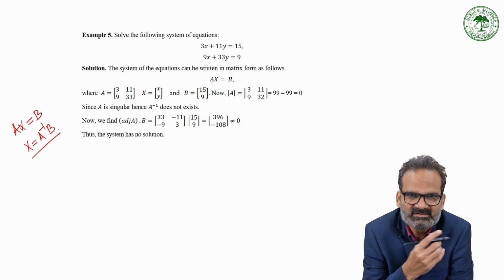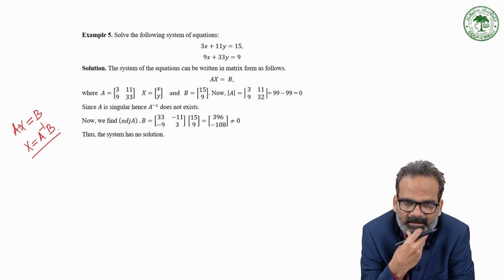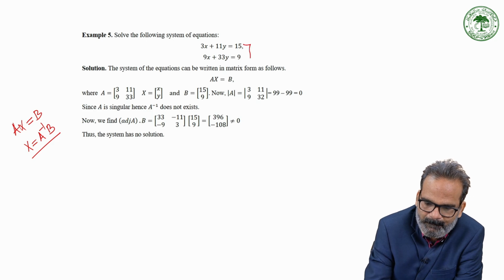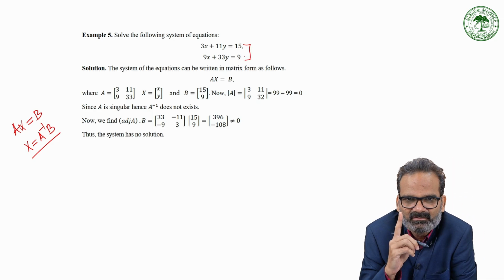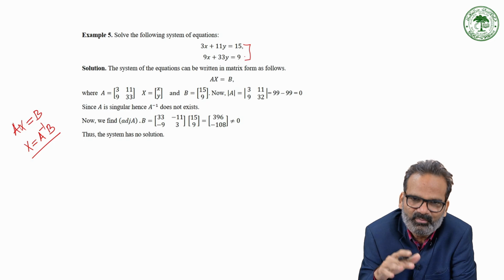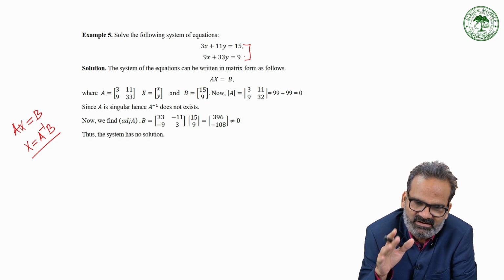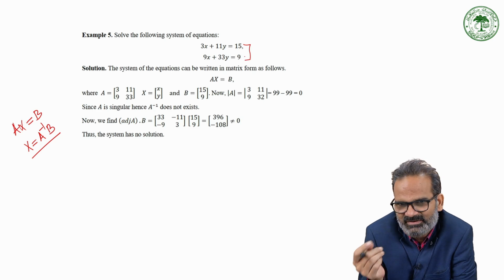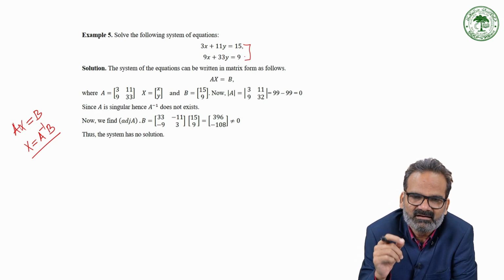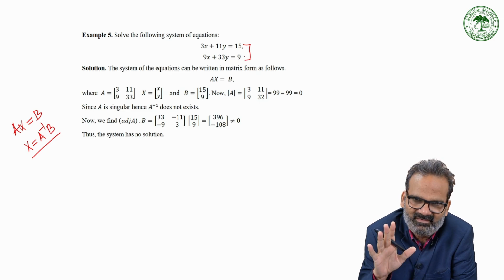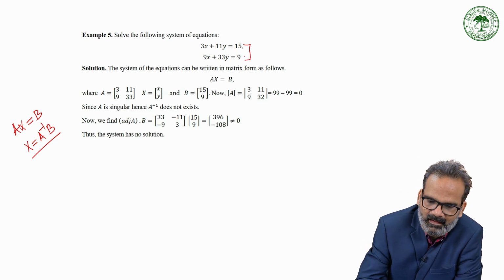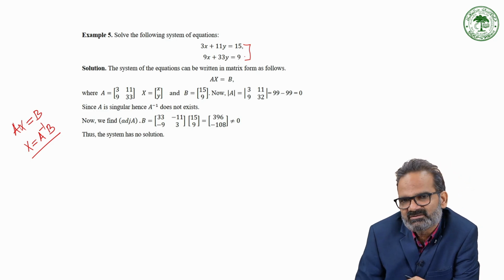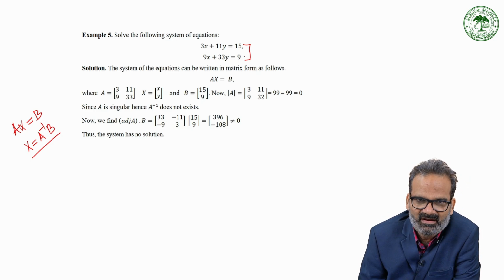So let us take this example: solve the following system of equations. This is a system of two equations containing two variables, x and y. The approach for finding the solution of a system of linear equations, whether it contains two variables or three variables, remains the same. So we have to find its solution.